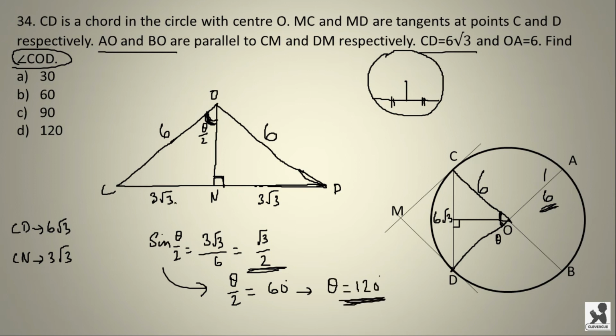I hope you guys understood. By applying trigonometry, we can find the value of angle CON. Since angle CON is half of angle COD, we are doubling this value. So we get angle theta as 120 degrees. That is, angle COD is 120 degrees. D is the right answer.